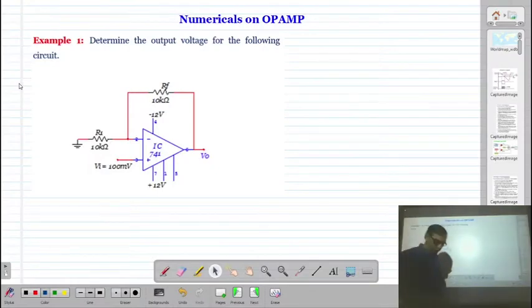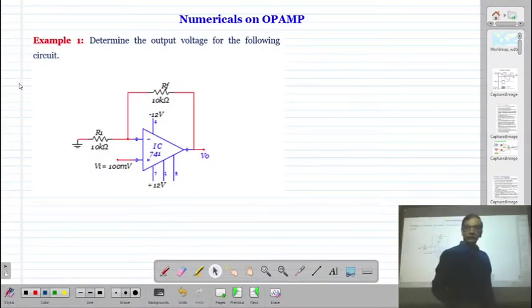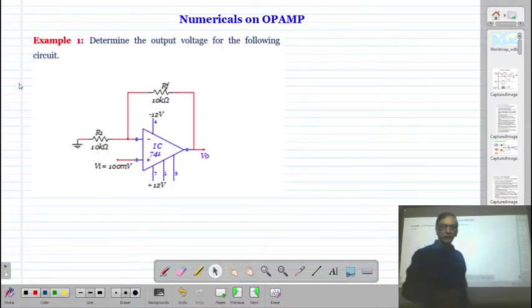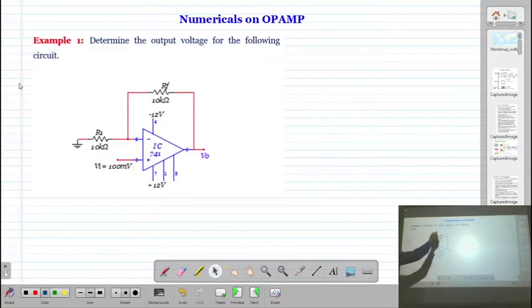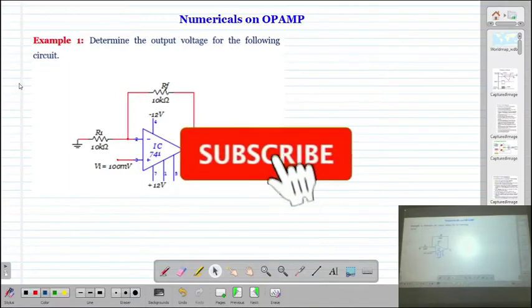Hello friends, in this session today we are going to discuss a few numericals on an operational amplifier. You can see the first example: determine the output voltage for the following circuit. Now if you look at the circuit diagram, it is a non-inverting amplifier.